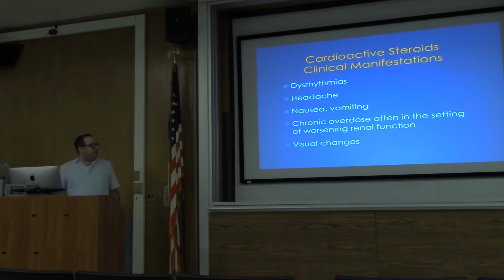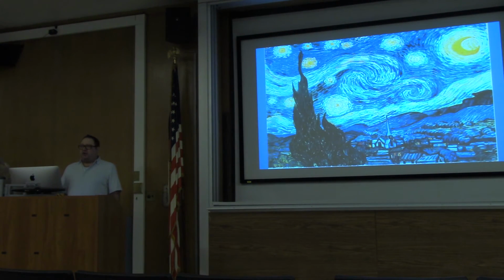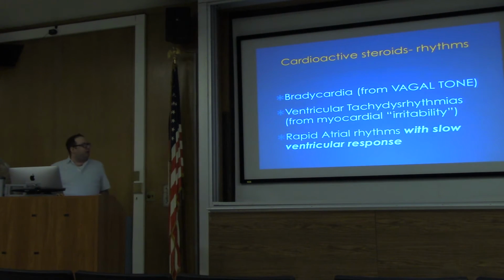And then the visual change is a big clue, and it's one that you'll often see on exams. The visual change that's most often described is a halo glowing around lights, like Starry Night. Van Gogh's painting is usually the example given of what that looks like. So in terms of the rhythms, again, bradycardia from vagal tone, tachydysrhythmias in the atrium and the ventricle because of irritability of the myocardium, and we'll talk about what that means. And then rapid atrial rhythms with slow ventricular response.